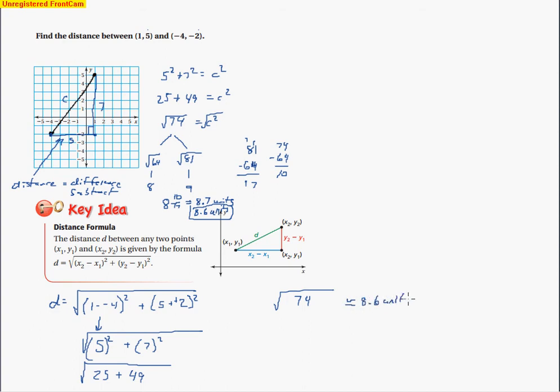Using the distance formula can help you or guide you in coming up with that difference or distance between 2 points just as fast as you could if you graphed it, and sometimes faster if the graph is really big and the points are far apart from each other.